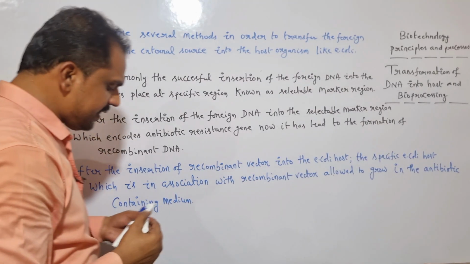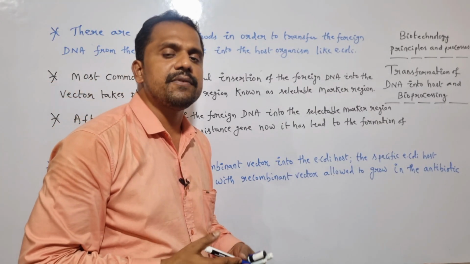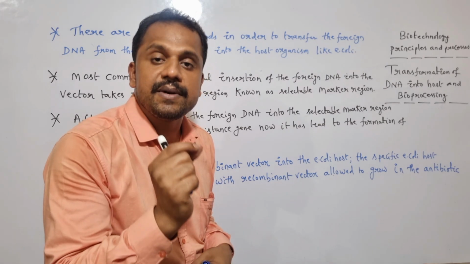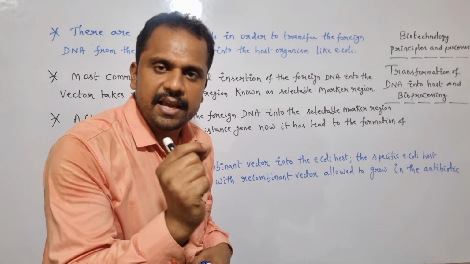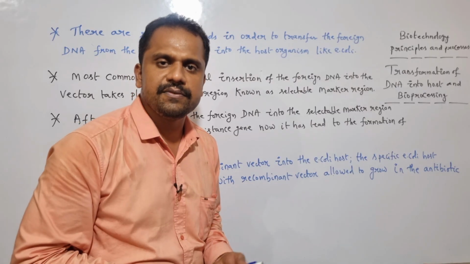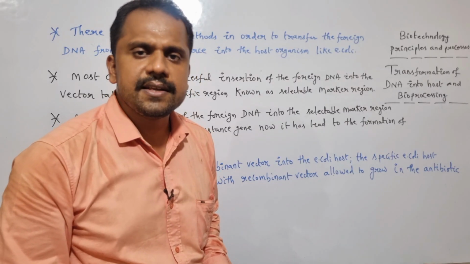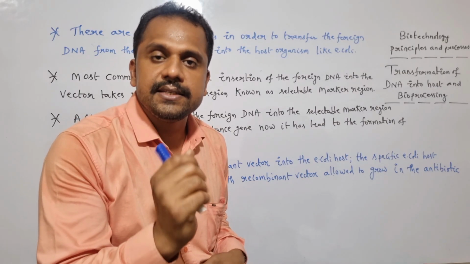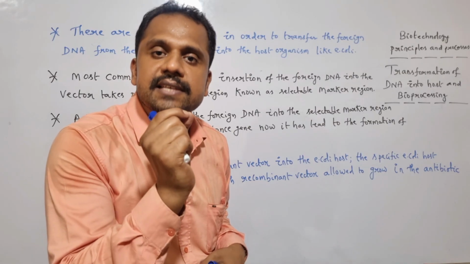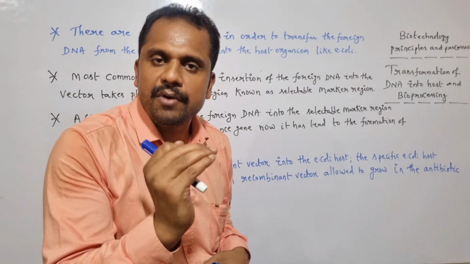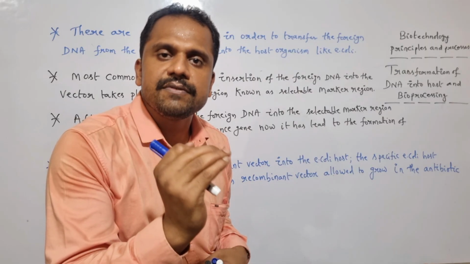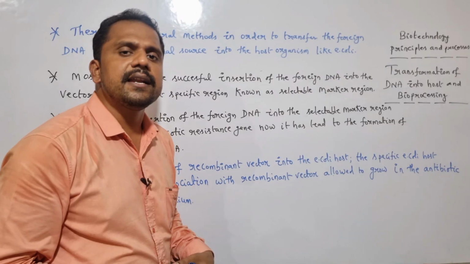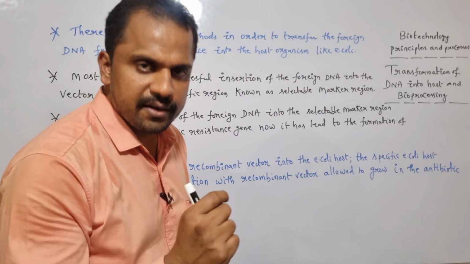So here only the transformants are capable of surviving in the antibiotic-containing medium, whereas non-transformants are unable to survive in the antibiotic-containing medium. In this way, the specific antibiotic resistance gene, which is most commonly encoded by the selectable marker region, acts as a specific selectable marker in order to identify the transformants from the non-transformants. Is it clear? Then afterwards we will be studying obtaining the foreign gene product in detail.